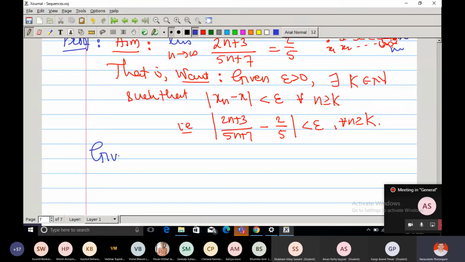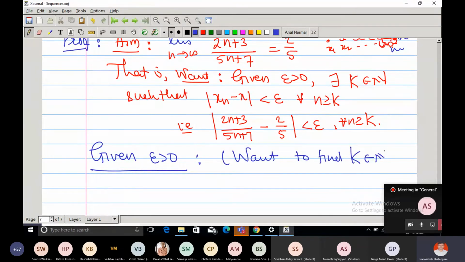So given epsilon, our process starts with epsilon. Now epsilon is given, so epsilon is known. Your friend gives you epsilon. What is in our mind? We want to find k such that |xn minus x| is less than epsilon for all n greater than or equal to k. Right, so this is the logic. First epsilon is given, and now your job starts: to produce k.